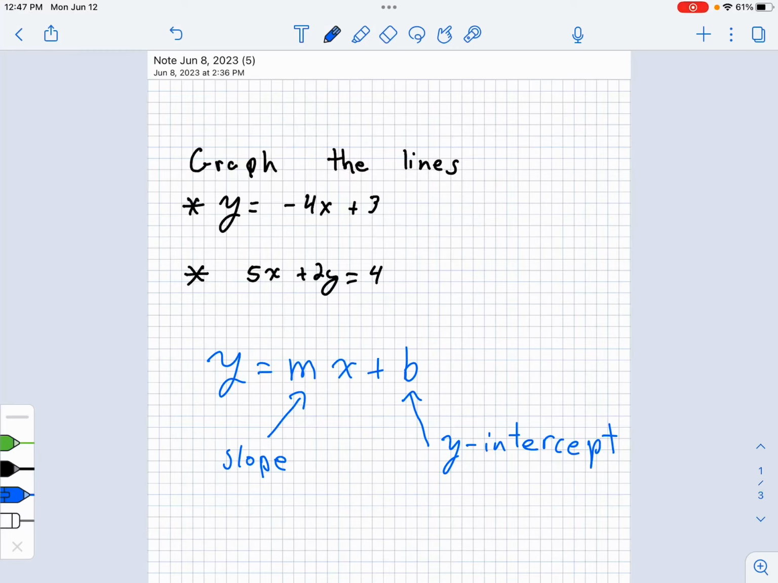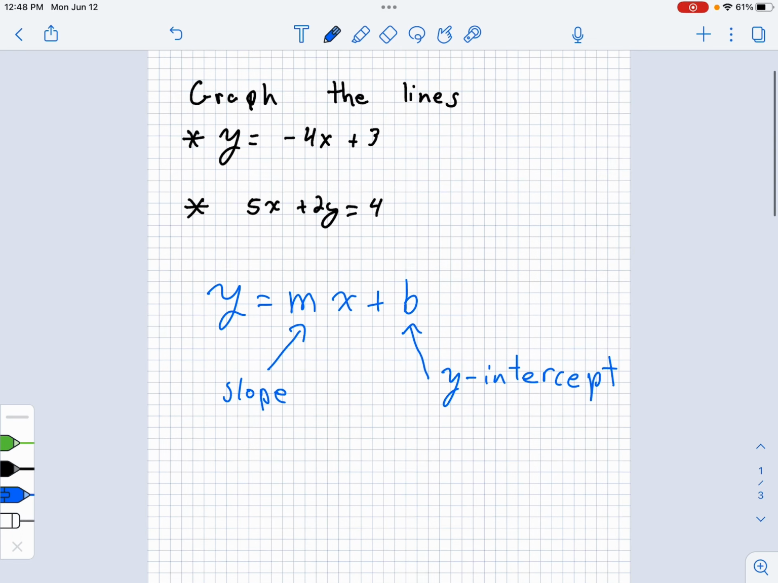All right, so today we're looking at graphing the lines y equals minus 4x plus 3 and 5x plus 2y equals 4. And I'm going to be using the slope intercept form. If you recall, when you have an equation of the form y equals mx plus b, m and b stand for constants, a couple of numbers. m is the slope of the line and b is the y-intercept.